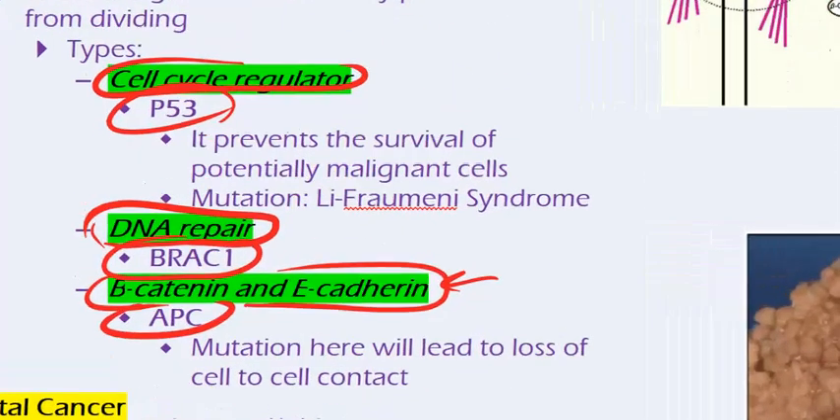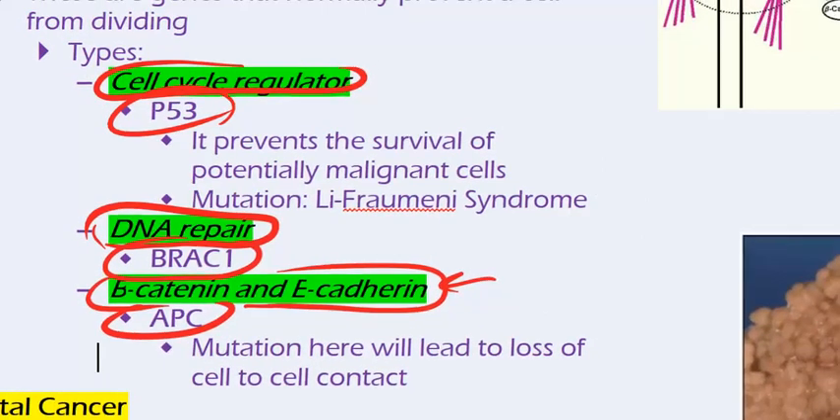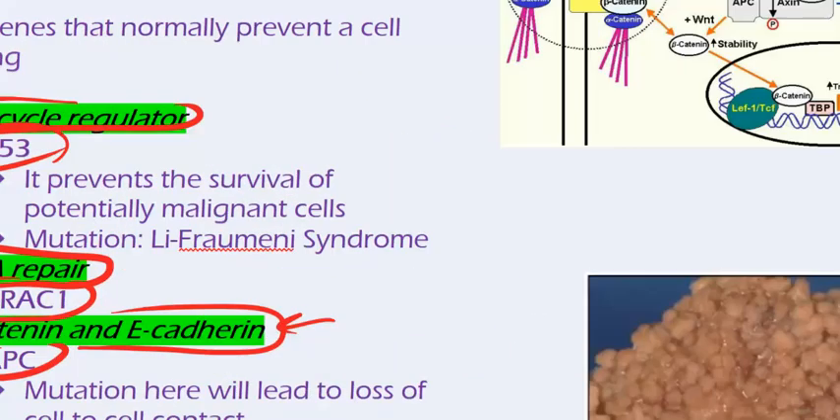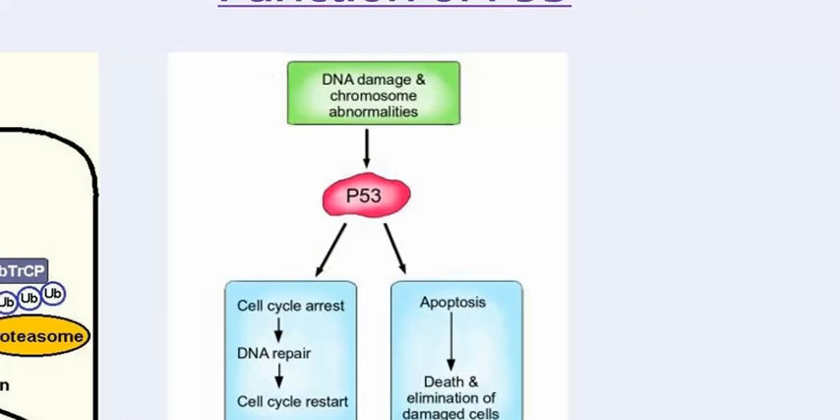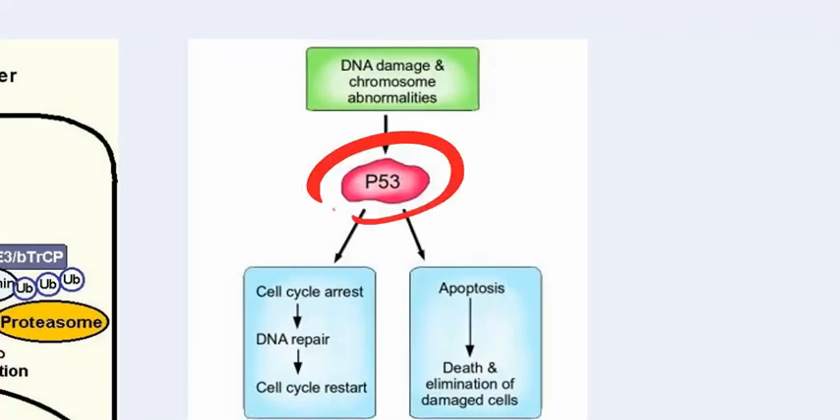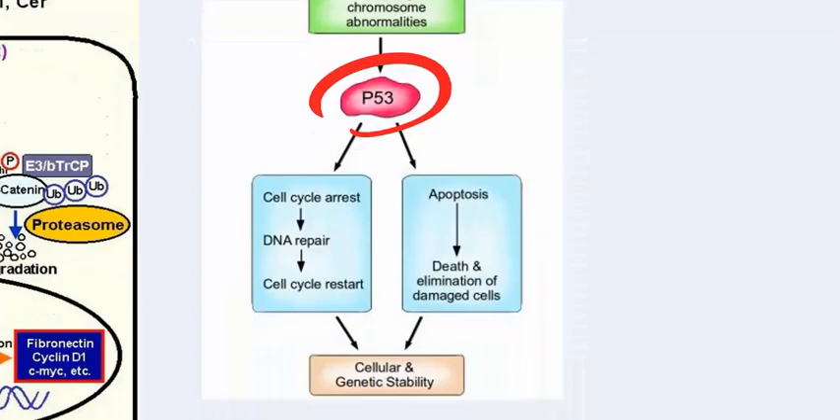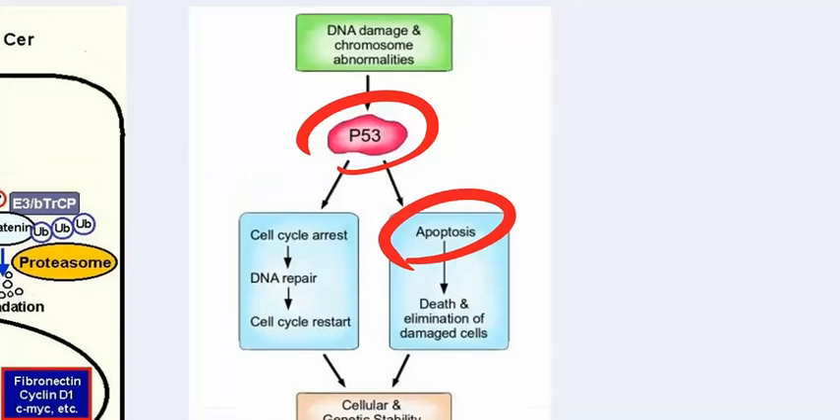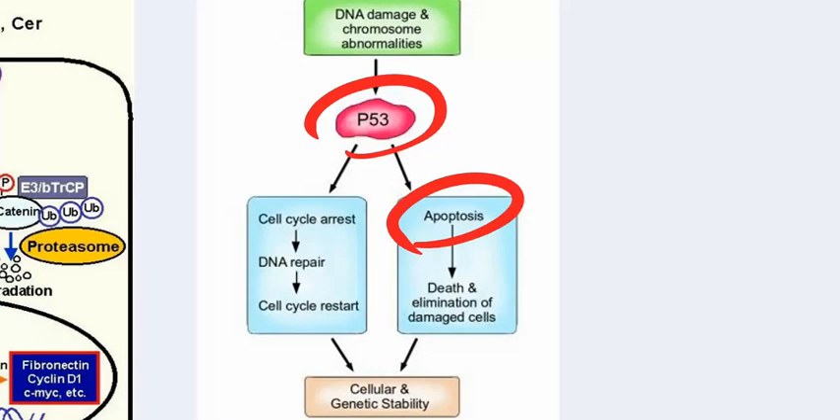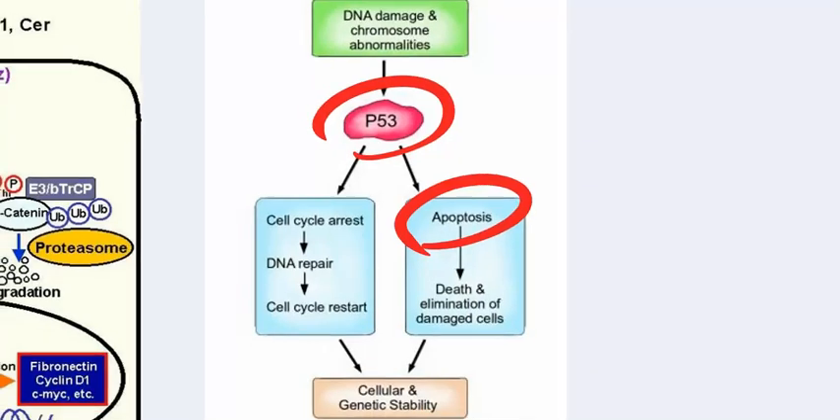Okay, so going with this P53, essentially when you have damage to your chromosome, the P53 can detect that, and it can lead to the apoptosis of that cell, because you don't want that cell to continue to divide, right? That will create a problem. So P53 will promote apoptosis, so we can eliminate that cell with abnormal chromosomes.